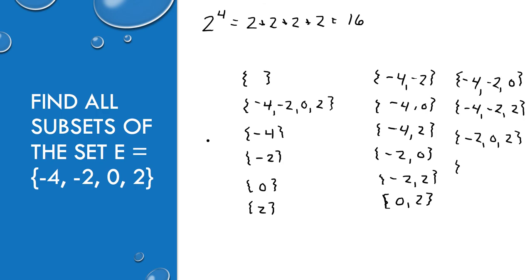All right, let's see if we can come up with one more. We could do -4, 0, and 2. So now we have our 16 subsets of the original set E.